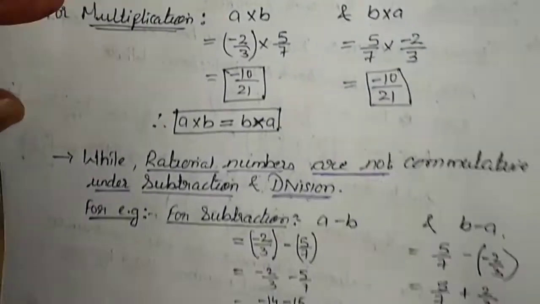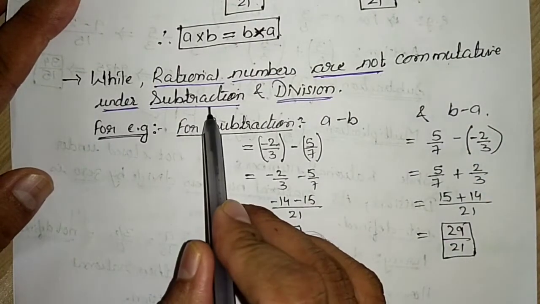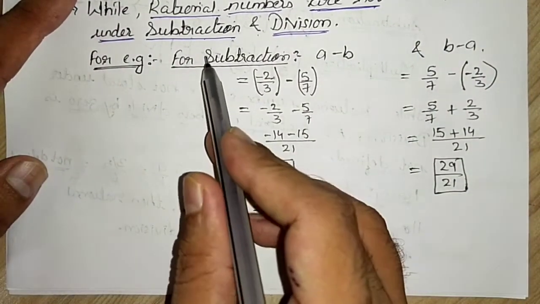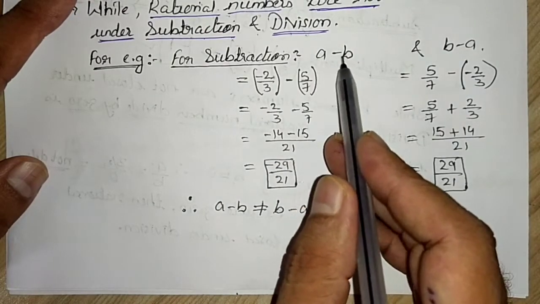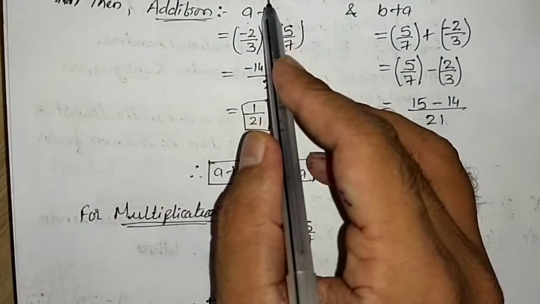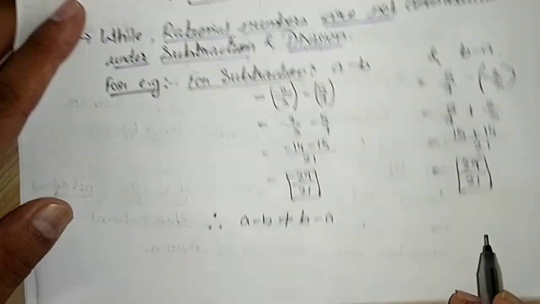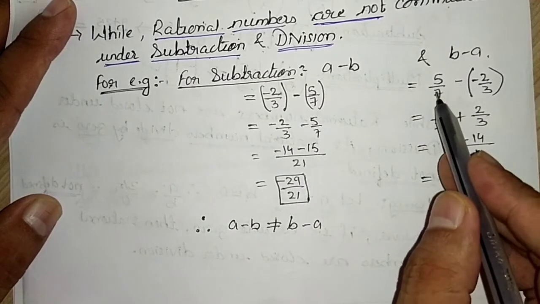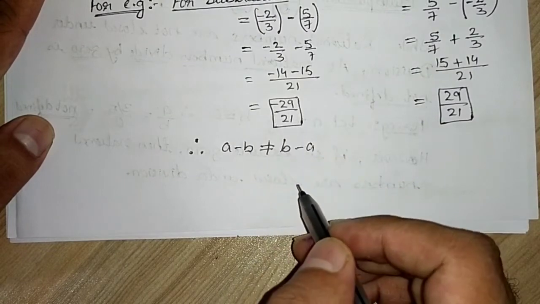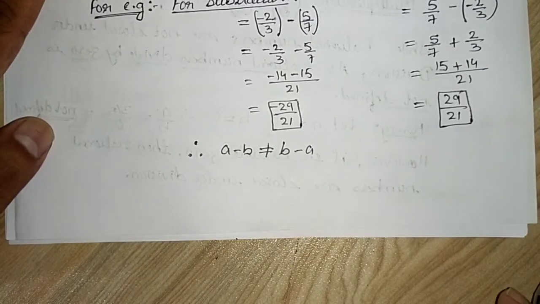Well, students, rational numbers are not commutative under subtraction and division. For explaining that, I have shown you with the example a minus b and b minus a. The same two numbers which I have taken here, a is equal to -2 by 3 and b is 5 by 7, and I have subtracted them. First a minus b and then b minus a. The resulting answer you can see here, it is -29 by 21, and here it is +29 by 21.